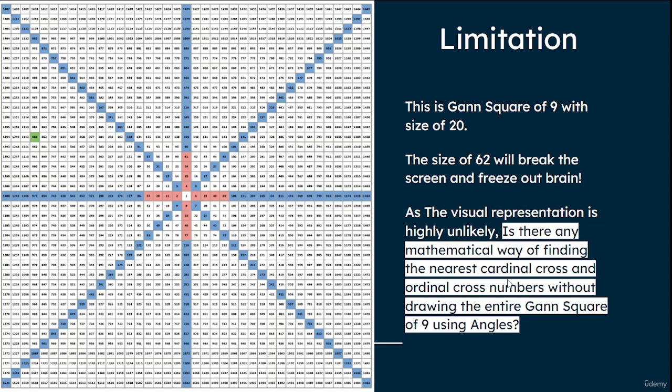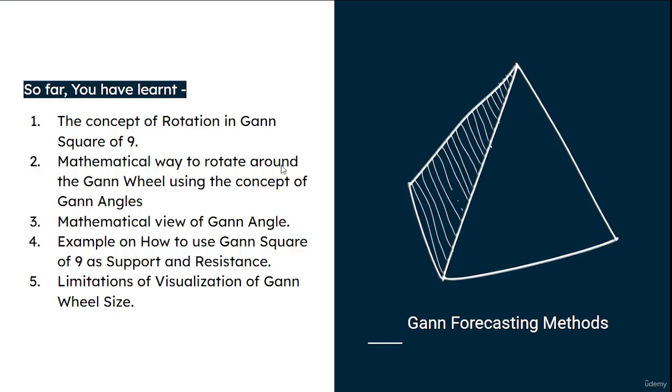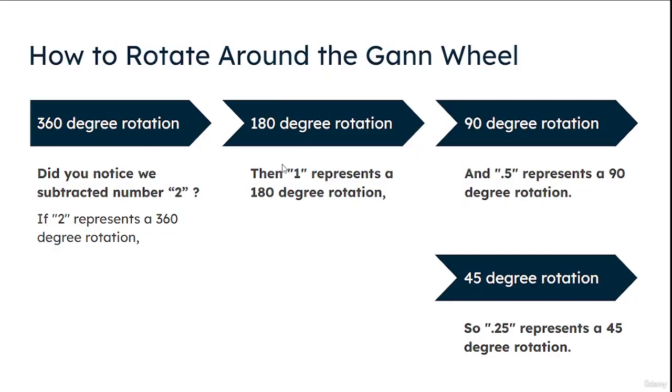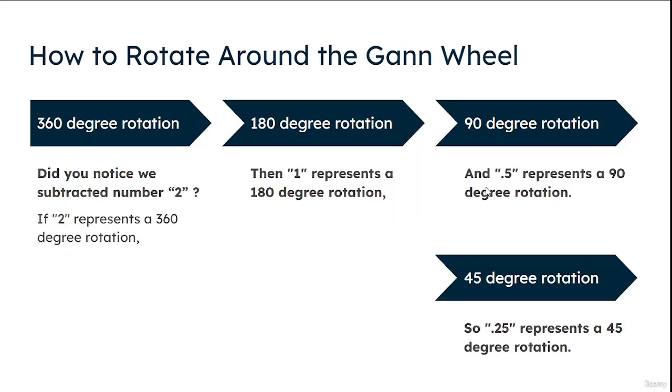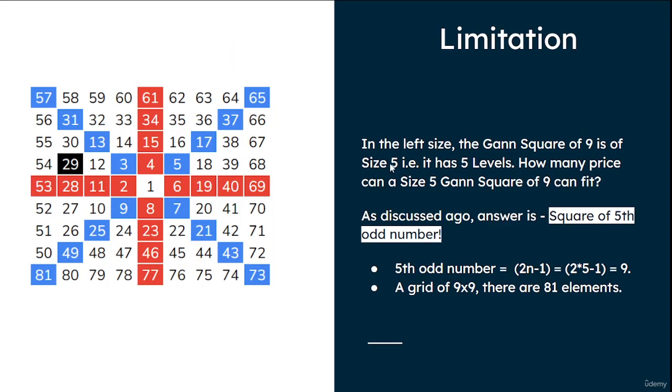So is there any way of mathematically finding the nearest cardinal cross and ordinal cross numbers without drawing the entire Gann square of 9, using the concept of angles? We have already done that, right? We already moved around the Gann square of 9 without looking at it, like from 34 to 15 we went without even looking at it. So we will use the same concept to move around the Gann square of 9 for getting the bigger numbers.